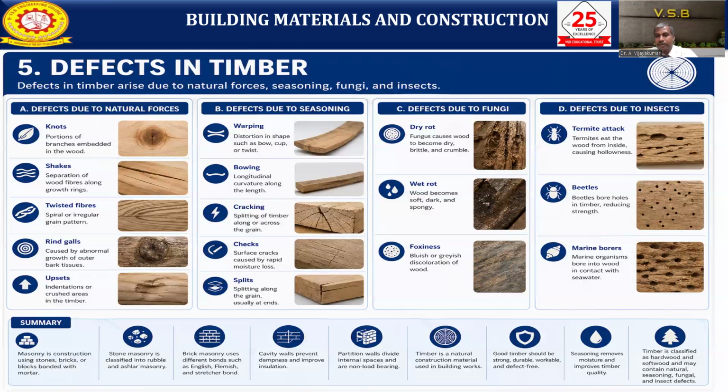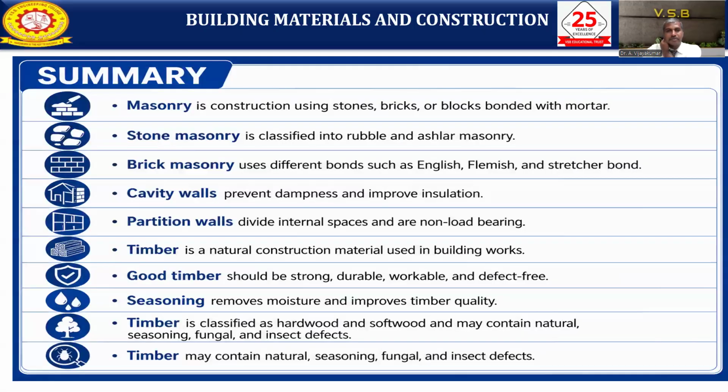We have seen the different timbers and where we can use them in our building works. Good timber should be strong, suitable, workable and defect free. Seasoning removes the moisture and improves the timber quality. Based on this, timber is classified into hardwood as well as softwood, and may contain natural, seasoning, fungus and insect defects. This is the summary of what we discussed.